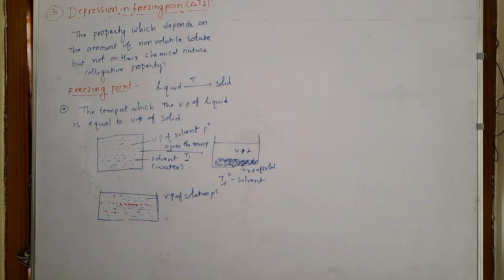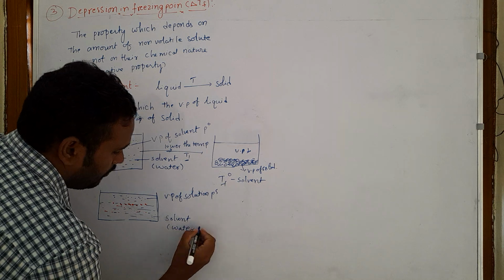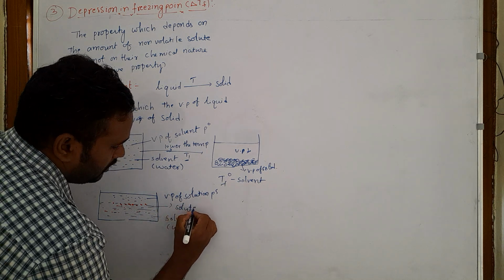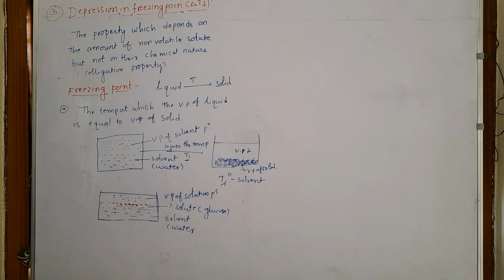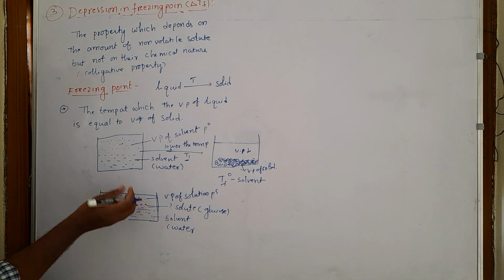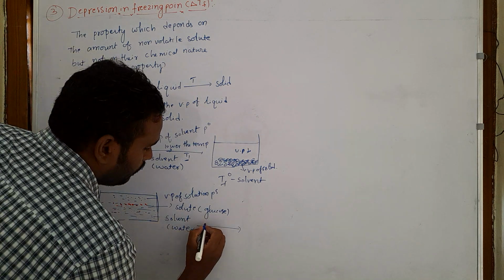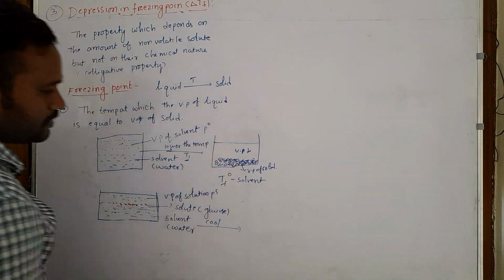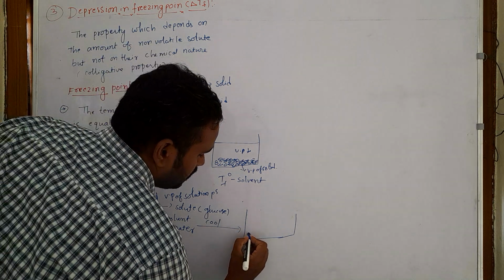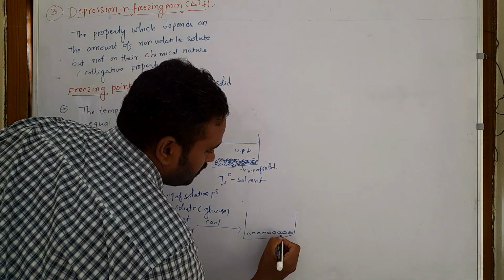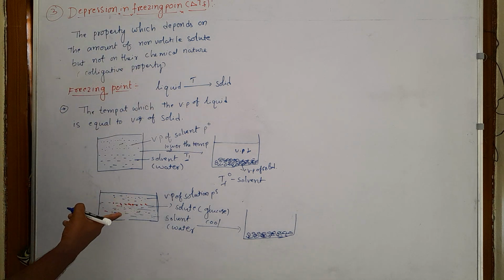Here it is the solution. It contains solvent, let us consider water, and the solute, a non-volatile solute, let us consider glucose. When you add this non-volatile solute, the vapor pressure decreases. So when you cool this or lower the temperature, at some particular temperature this solution also changes into solid state.